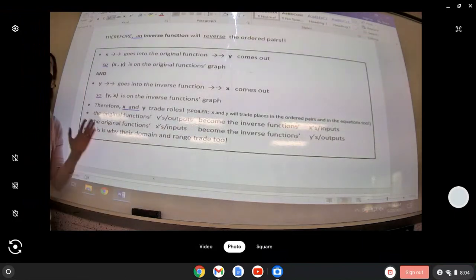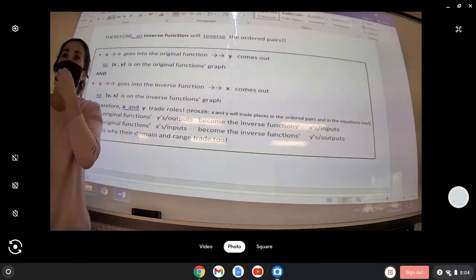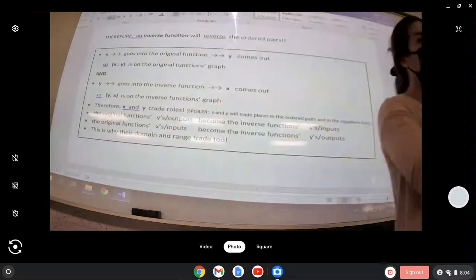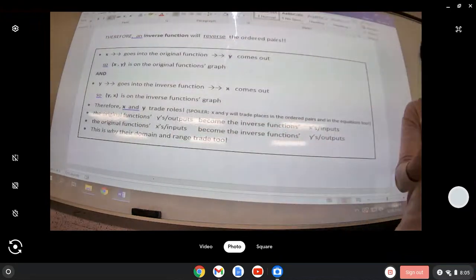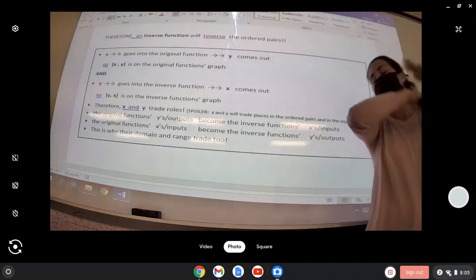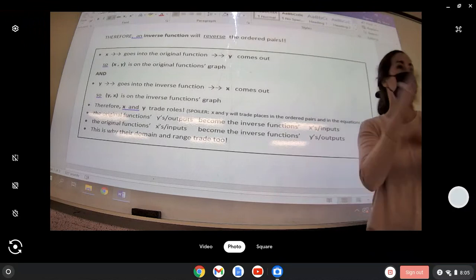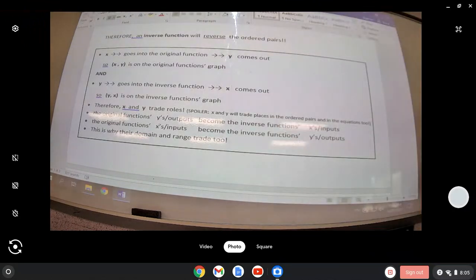And also, when we were working with domain and range, domains were our x values and range were our y values. It means those would trade too. The domain of the original function is the range of the inverse. The range of the original function is the domain of the inverse. All of your x and y roles trade roles. Okay, so let's practice a few examples.